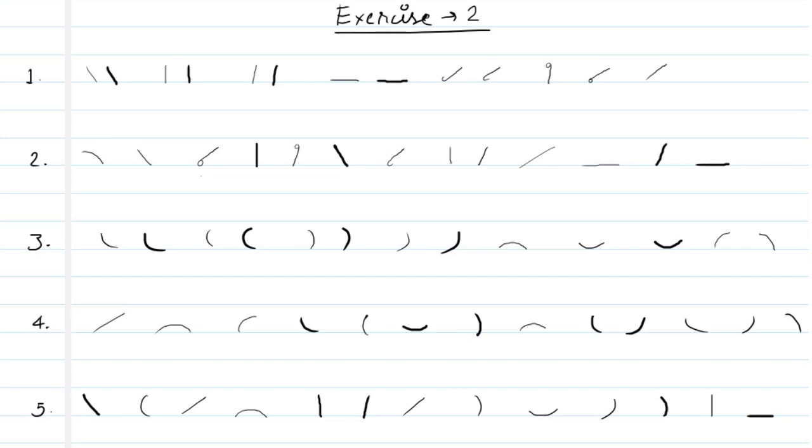For example, on the first line, if we have this character here, we need to recognize this character and write the name of this character. So this character is called P, so we will write P here like this. Let's take the next one. This is called B, so we will write B. So this is how we need to solve this exercise.